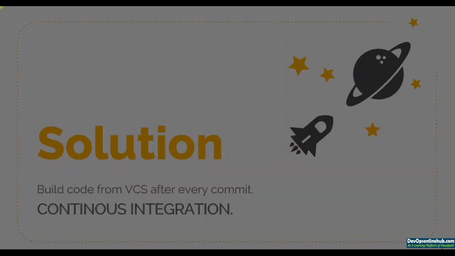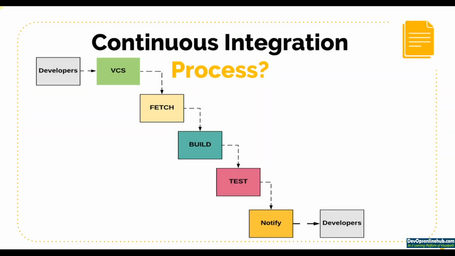This process can be very well understood with this diagram. Whenever a developer makes a code change to a version control system, the code should be fetched. We should build it, we should continue the build process. Then there should be tests, code analysis, quality assurance. Once this test passes, we notify the developer. Any failure will also be notified to the developers.